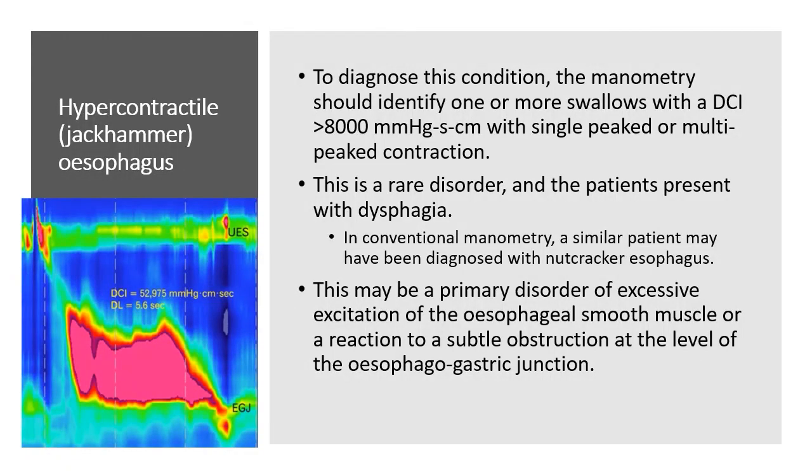To diagnose a hypercontractile or a jackhammer esophagus, the manometry should identify one or more swallows with a DCI over 8,000, with a single peaked or multi-peaked contractions. This is a rare disorder, and the patients present with dysphagia. In conventional manometry, a similar patient may have been diagnosed with nutcracker esophagus.